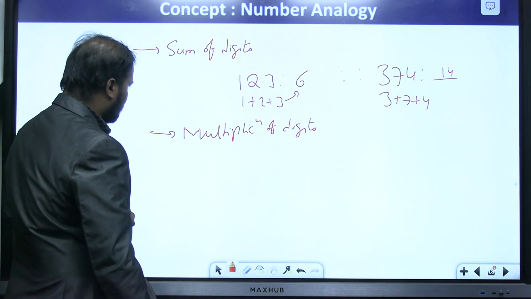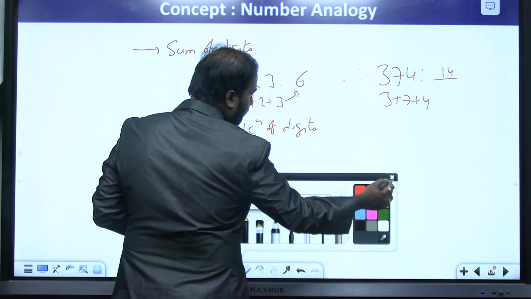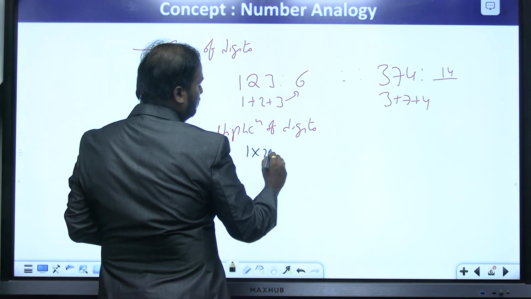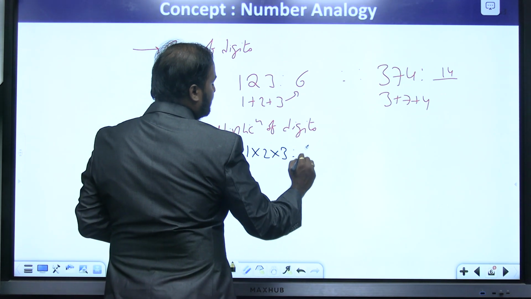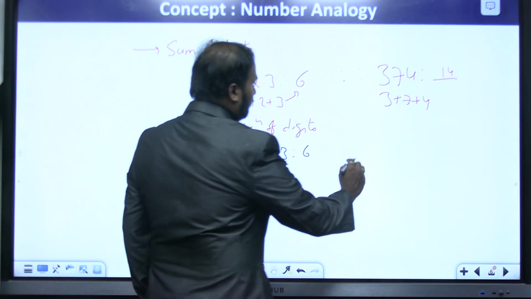Okay. For example, see the same question. If you are seeing the same question, in this case, for example, it is 1, 2, 3. Similarly, I can write like 1 into 2 into 3. Obviously, it is equal to what? 6.